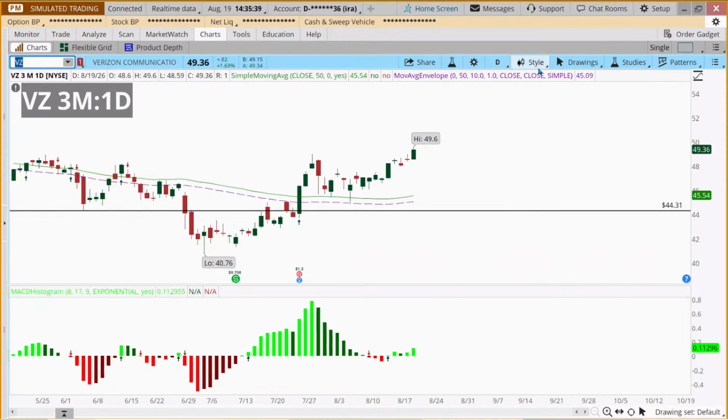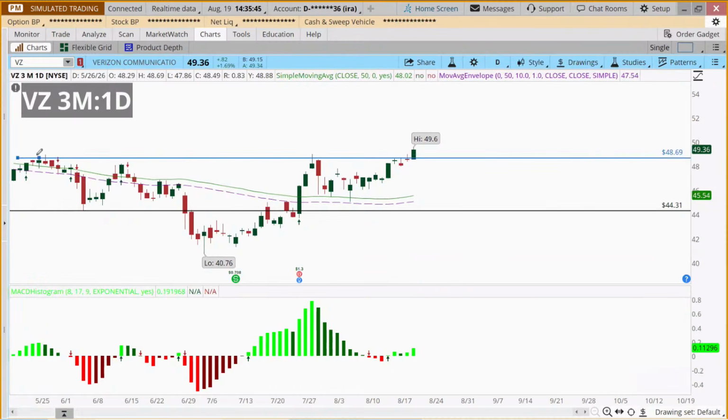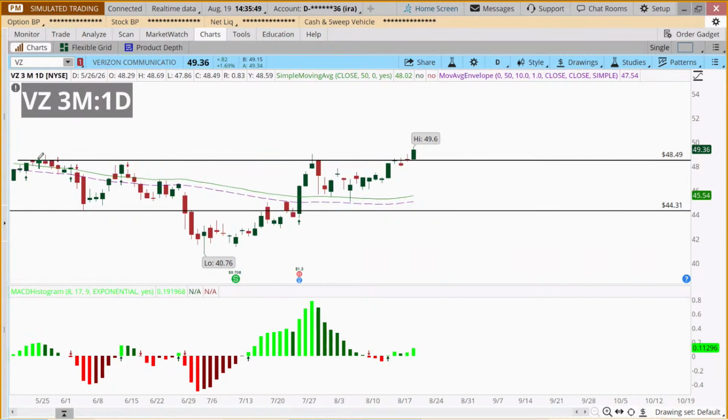Well, let me give you one thing to look at. With Verizon, I might say to myself, it looks like we had a lot of resistance or trouble getting above this price over here. And look at that. Today we closed above that really strong multi-hit resistance point. For those of you technicians out there, we might have an inverted head and shoulders. And we got a breakout today.